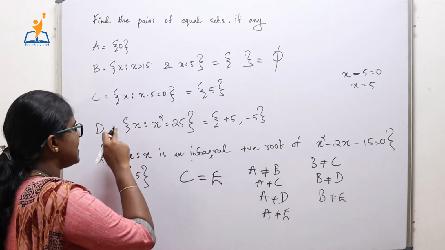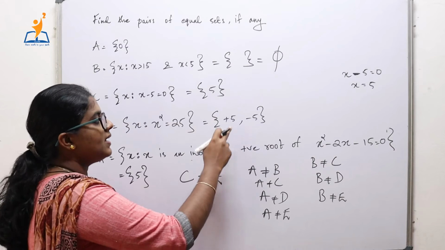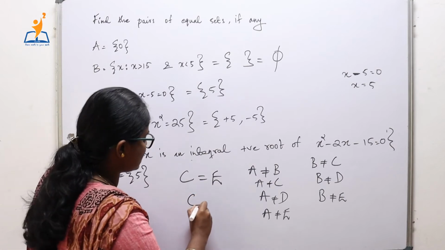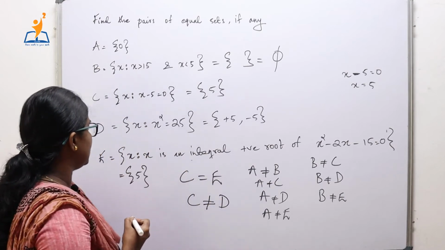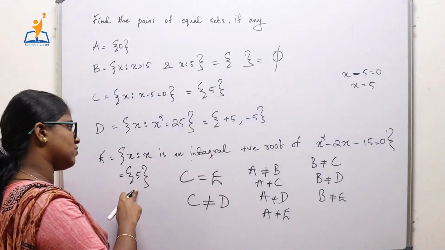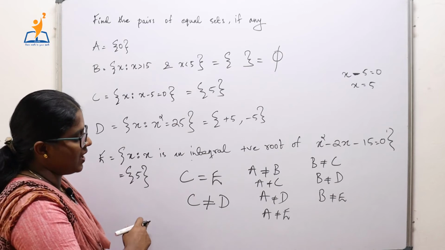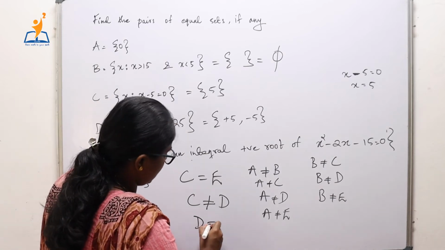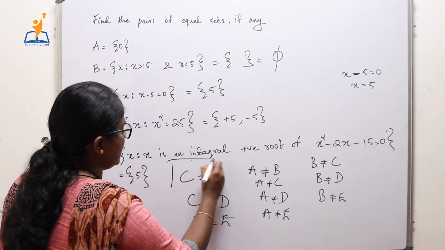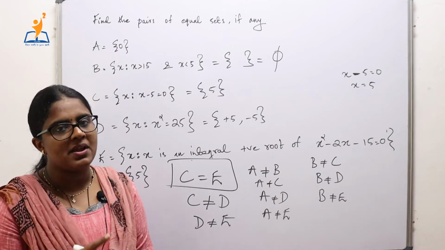Now we have to check whether set C equals D. No, because 5 is in C and 5 is in D, but −5 is in D and −5 is not in C. So we can say that C is not equal to D. Now consider D. D is not equal to E because here we have +5, here also we have +5, but here we have −5 and here we do not have −5. So we can clearly say that D is not equal to E also. So the only equal sets are C and E, and it contains only one element, that is 5.